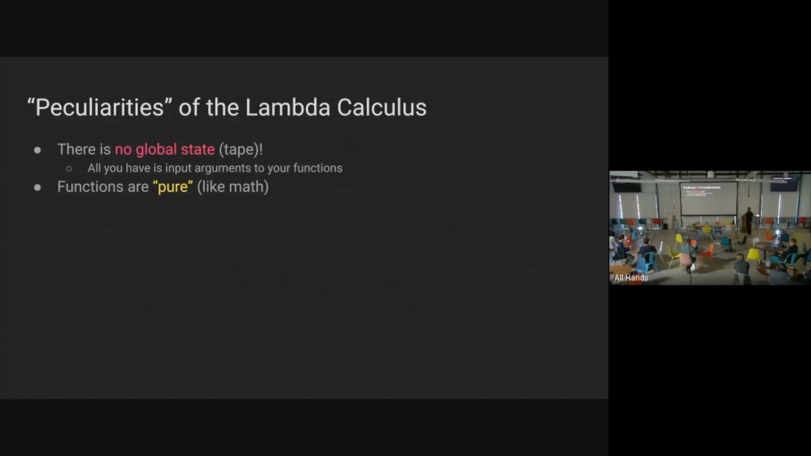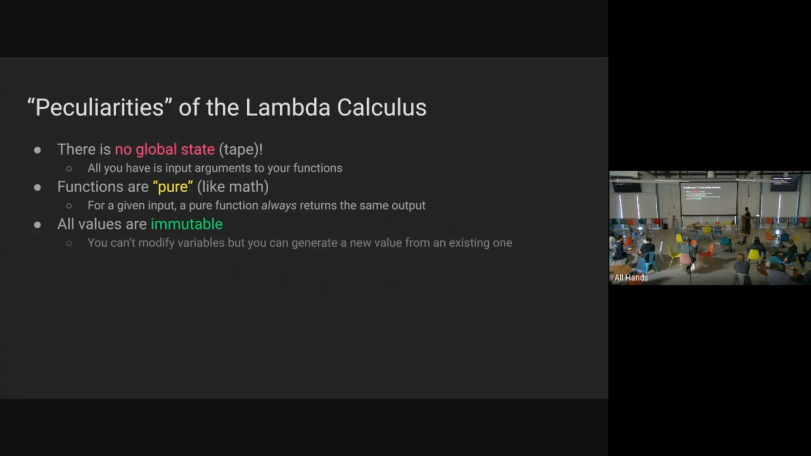The second idea is all functions are pure. So purity is sort of this mathematical concept, which is to say that it's a math function in that for any given input, a function always returns the same output. So if you have a function, for example, f of x equals x squared, for an input 3, you call this function with 3, it's always going to return 9 no matter what. So all functions in lambda calculus are pure. All values are immutable. So you can't modify an input parameter. But what you can do is generate a new value from an existing one.